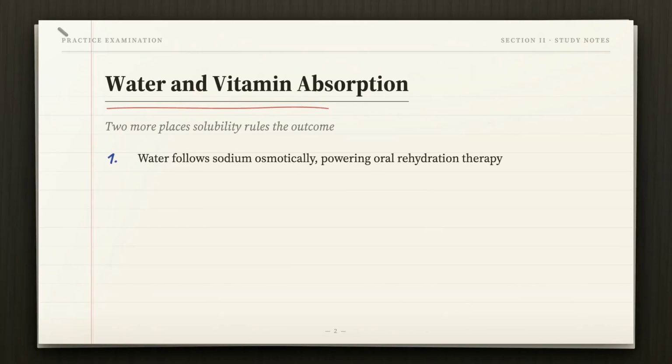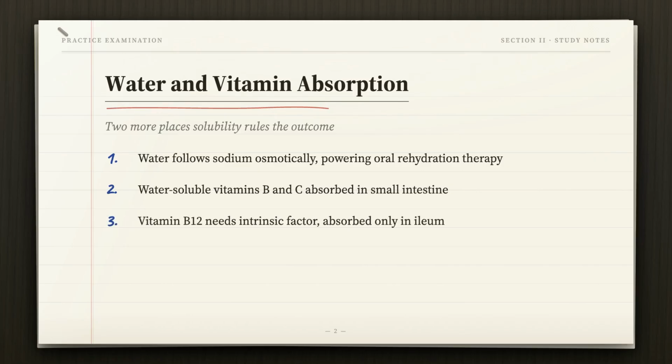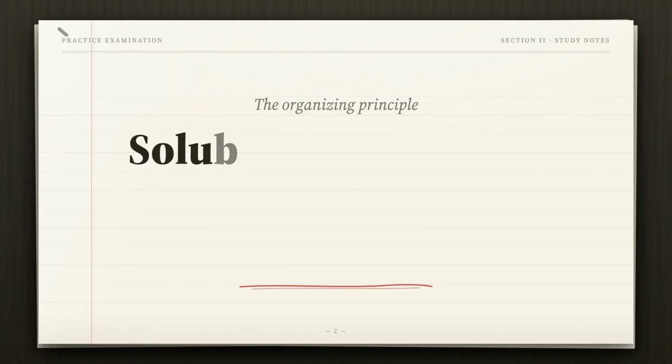Water absorption is passive, simply following sodium osmotically, which is exactly why oral rehydration therapy pairs glucose with sodium to drag water along with it. Vitamins split the same way. Most water-soluble ones absorb along the small intestine, except B12, which needs intrinsic factor and only absorbs in the ileum, while fat-soluble vitamins hitch a ride with dietary fat.